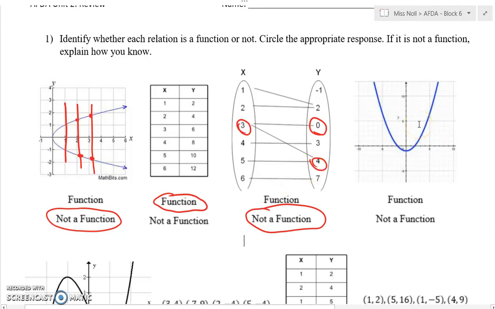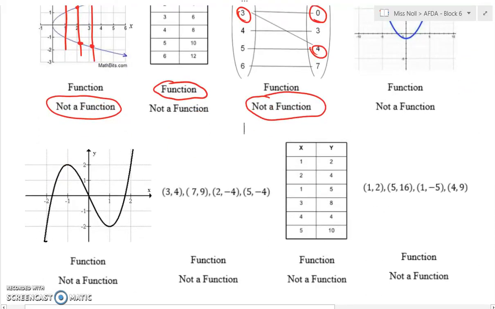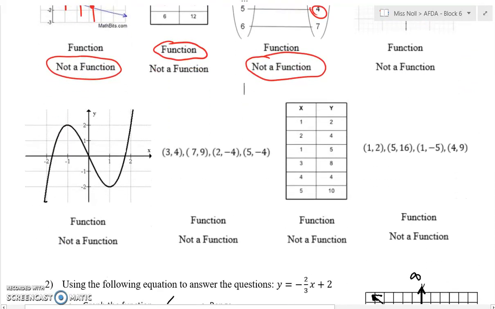Now it doesn't matter if the y repeats. I think there's an example of that right here. Yeah, so if you look at this problem, we have 3, 4, 7, 9, 2, -4, and 5, -4. So this -4 repeating here in the y values is not a problem. That is still a function. It's only if the x repeats.